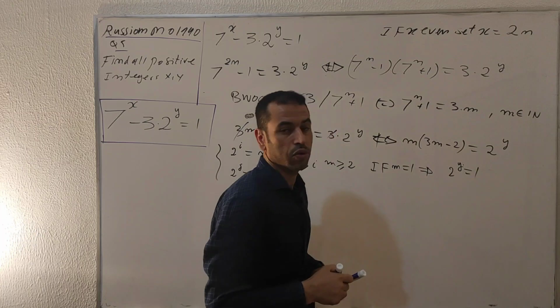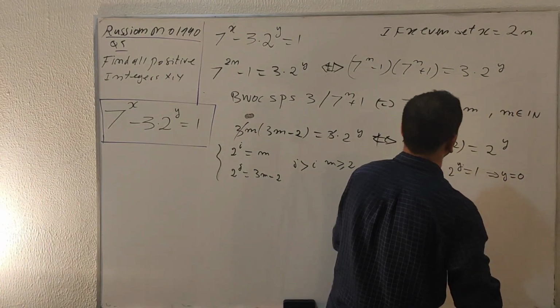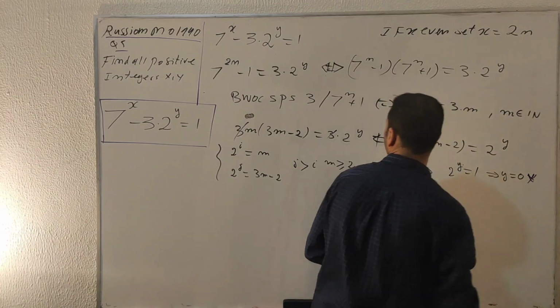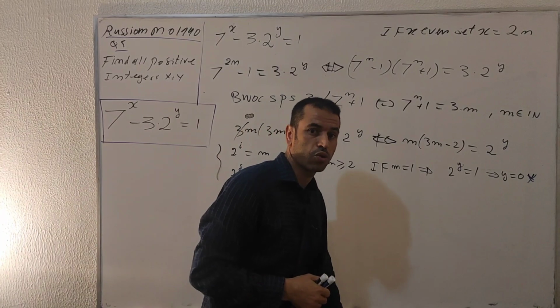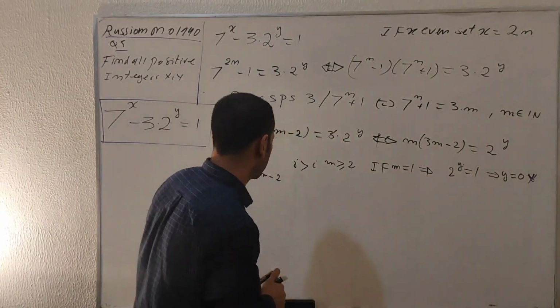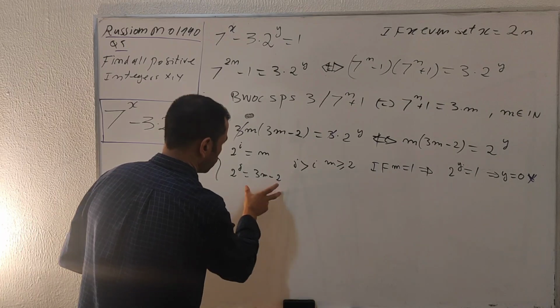If 2 to the y equals 1, which means y equals 0, which is a contradiction because we have y as a positive integer. We must have y superior equal to 1. Okay, so let's check when we have m superior equal to 2, this one.